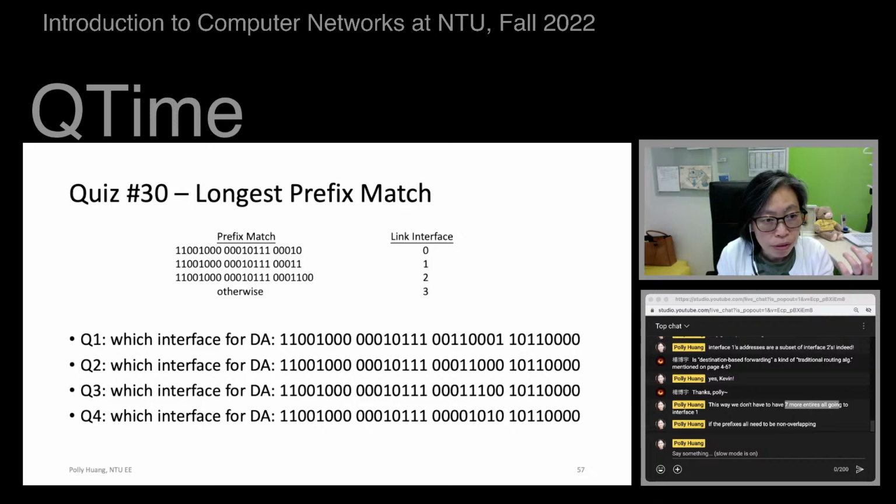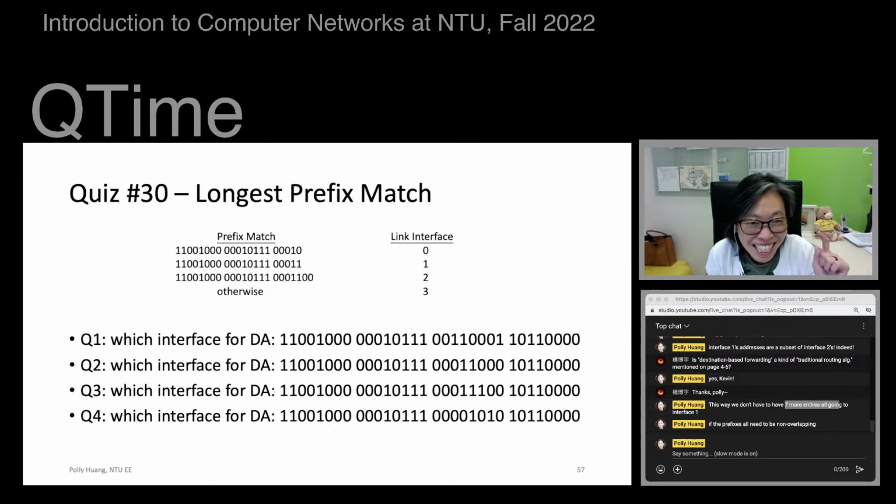For Q2, the third octet is 0001. All three entries at the top match. 1000: the first entry doesn't match, obviously. The second entry matches, and the third entry also matches. But between the second and the third one, the match is longer in prefix. Therefore, this type of match that we select is called the longest prefix match. So the second one matches to interface 2. Very good. I see that you guys are getting it.